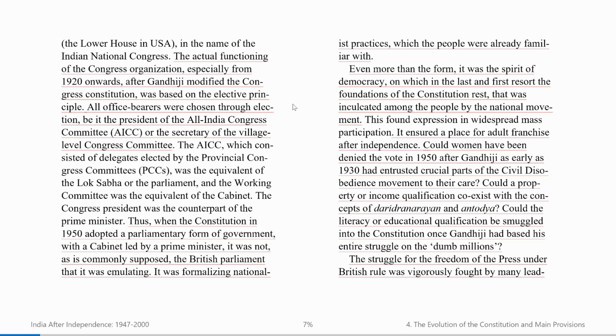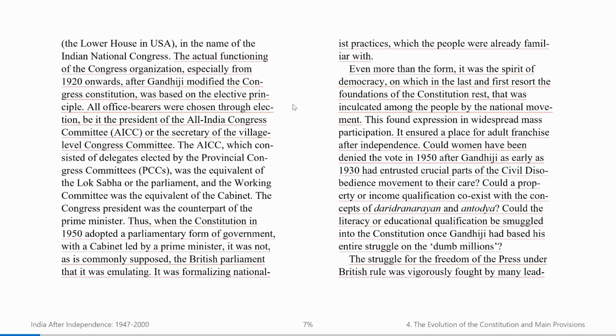It was not as if, as is commonly supposed, we were emulating the British Parliament. We were just formalizing practices which we were already familiar with. And that was the reason that we chose parliamentary democracy. Even more than the form, it was the spirit of democracy that was inculcated in the people by the national movement, and that was being formalized. Okay, now how do you say that?